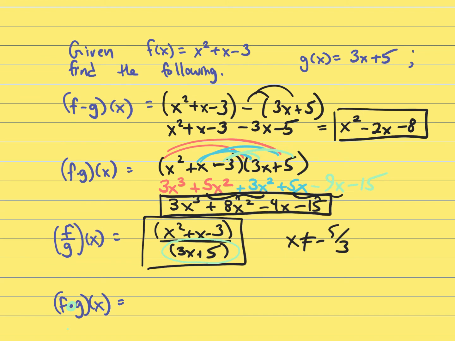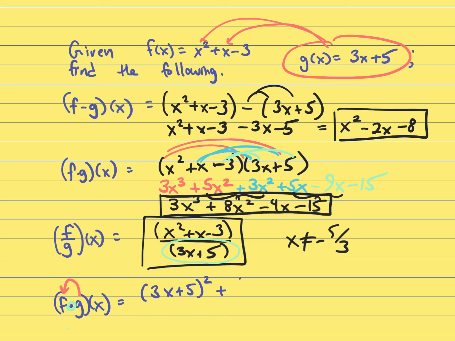And finally we have the composition. Now the composition, f composed with g, this is where we're going to put the g function in for f. So I'm going to put this function in for all the x's. So what that's going to turn out to look like, it's going to be instead of x squared, it's 3x plus 5 squared plus 3x plus 5 minus 3.